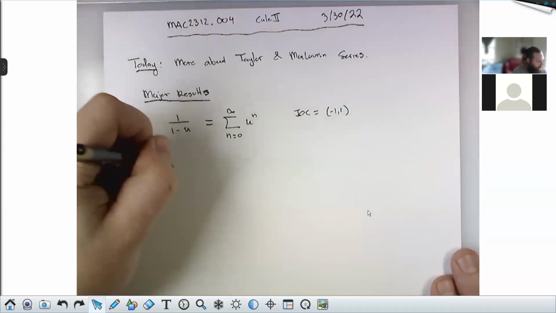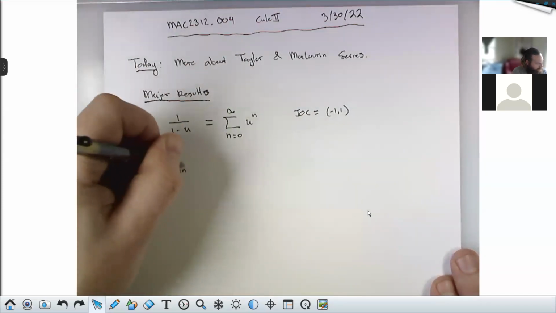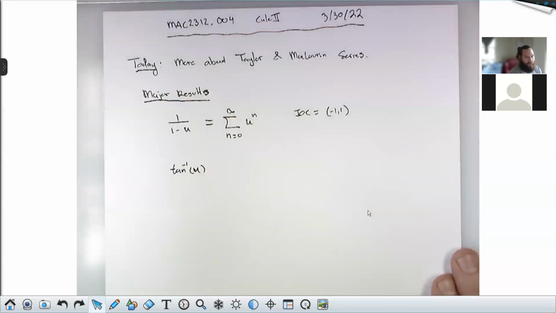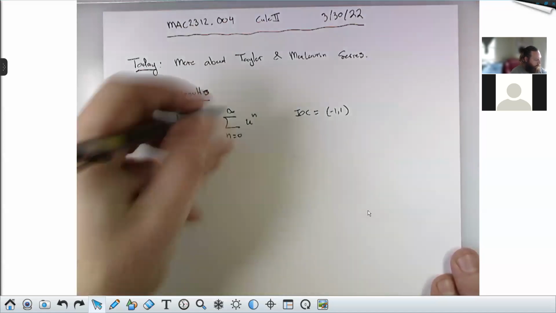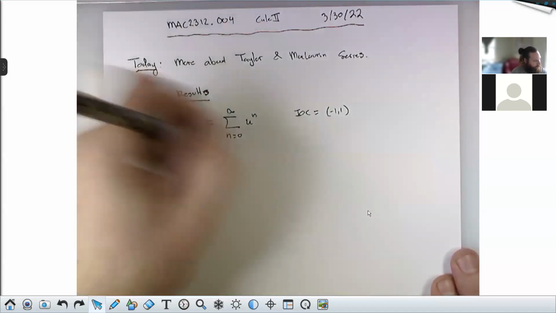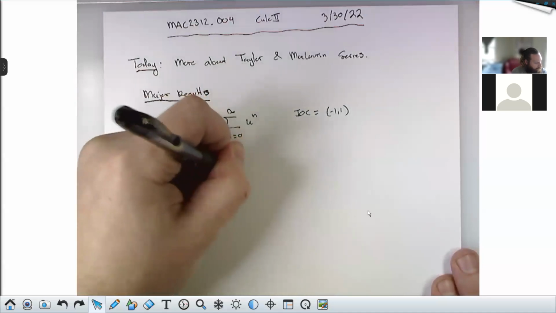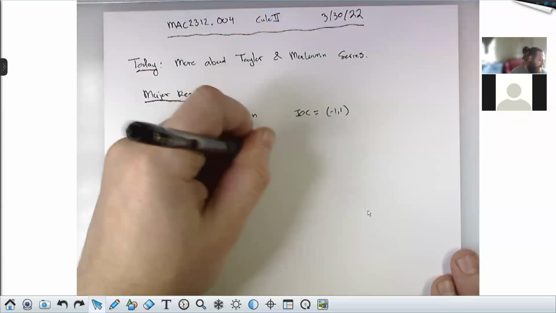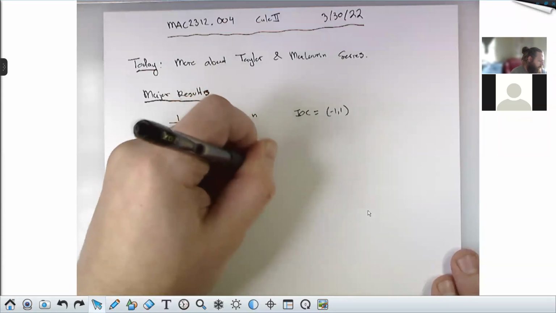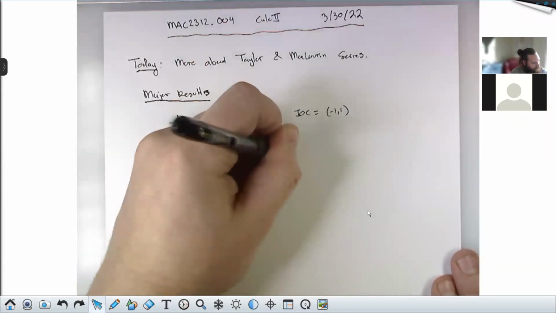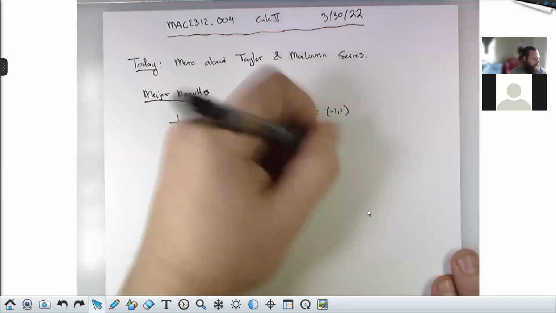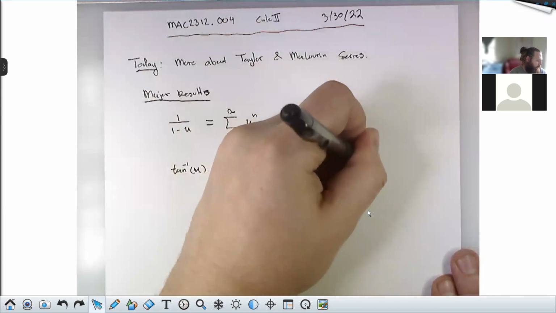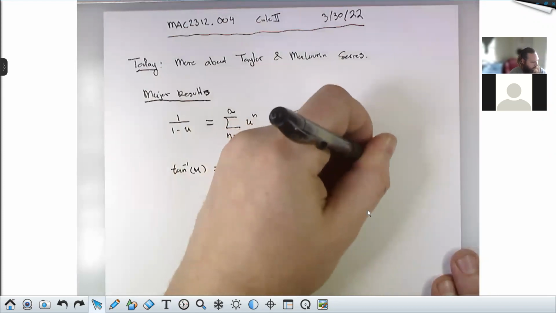One was a power series for the inverse tangent function, which I'll write as inverse tangent of u. I'm using the symbol u here for a reason, and that should become clear in just a moment. This guy can be expanded as a power series, sigma n from 0 to infinity, -1 to the n over 2n plus 1 times u to the 2n plus 1. And his IOC is the closed interval from -1 to 1.